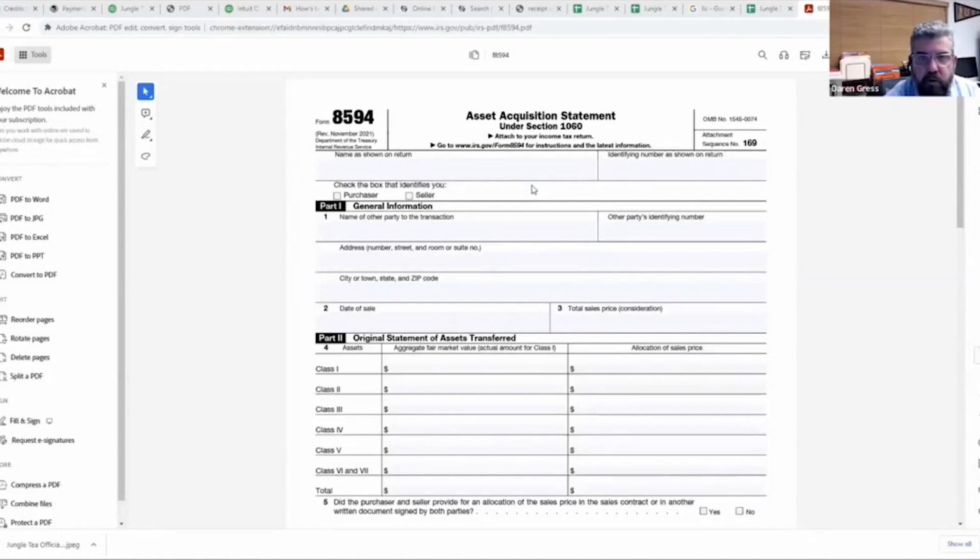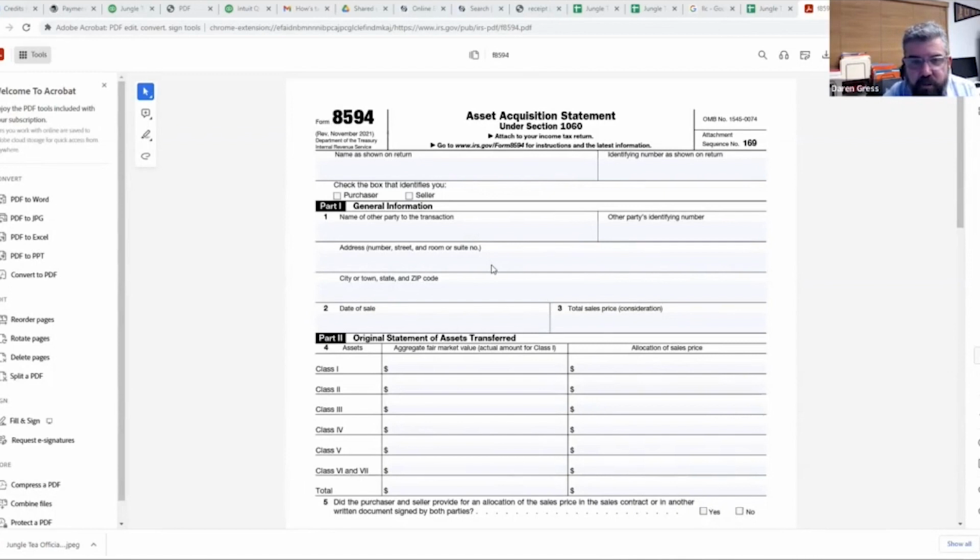If it's just a pure asset sale, the form that's going to go along with the tax return when you file it is form 8594. And that is this form right here. Can everybody see that? Good.